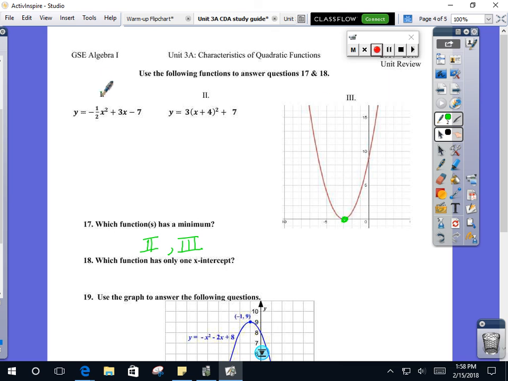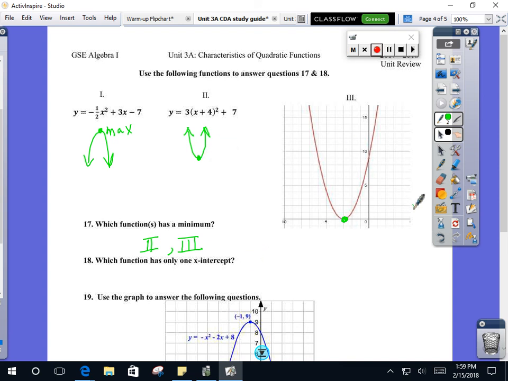Number 1, what would this parabola look like? It would open down. Why would it open down? And when it opens down, it doesn't have a minimum, it has a maximum. What would this parabola do? It would open up because that's a positive 3. It would also be a stretch because 3 is greater than 1. And if a graph opens up, it has a minimum. So 2 and 3 have minimums.